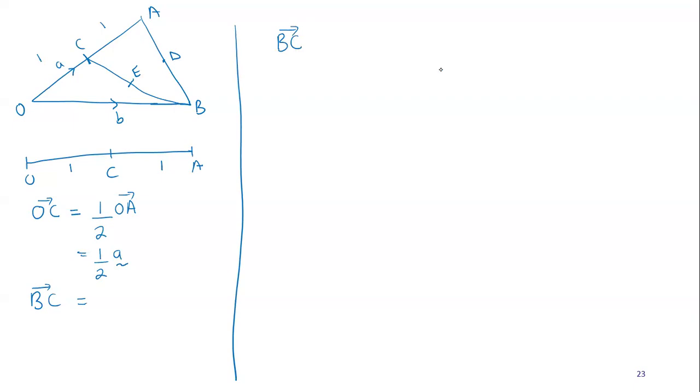How do we get BC? Yes, Gloria? So I think BC is going to be equal to BO followed by OC. BO plus O to C. Very good. What is our B to O? Negative B. Negative B plus what is O to C? A half A. A half of A. Very good. So that is our B to C. And those who want, you can write it as a half of A minus B. That is also very okay.